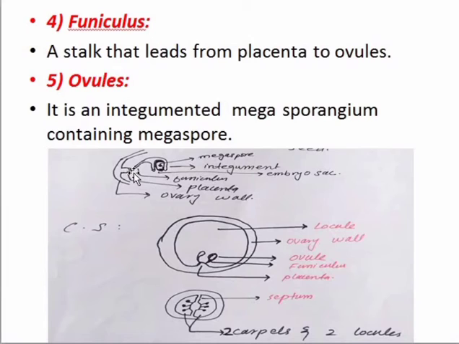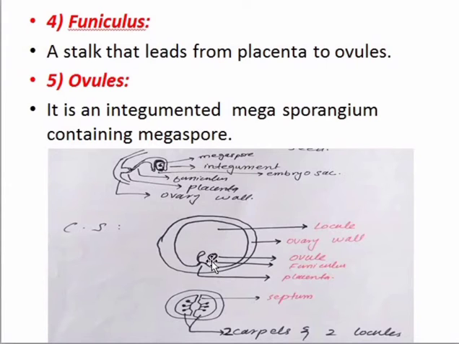Megasporangium that is covered by integument contains the megaspore. This megaspore then undergoes mitosis, producing eight-cell structures. The egg, the endosperm, the diploid cell, the endosperm mother cell at the center, and other cells at the base and at the apex, synergid and antipodal cells. So look at this structure.